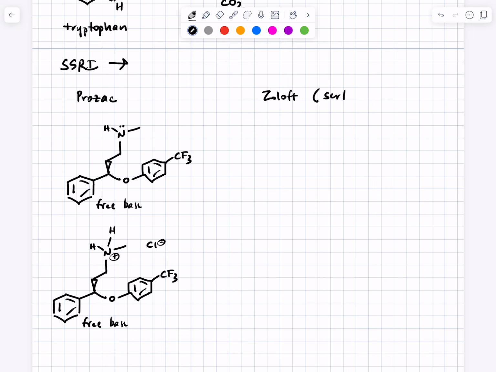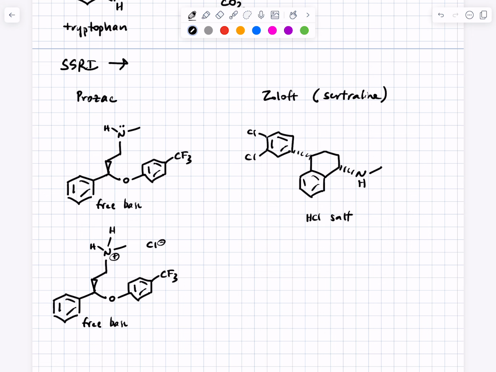The brand name is Zoloft, the generic name is sertraline. It's got a benzene ring with 2 chloros on it, a bond to a stereo center that's a 6-membered ring there, another benzene ring here, and then there's the amine there, also with a methyl group on it. And this is also sold as the HCl salt.